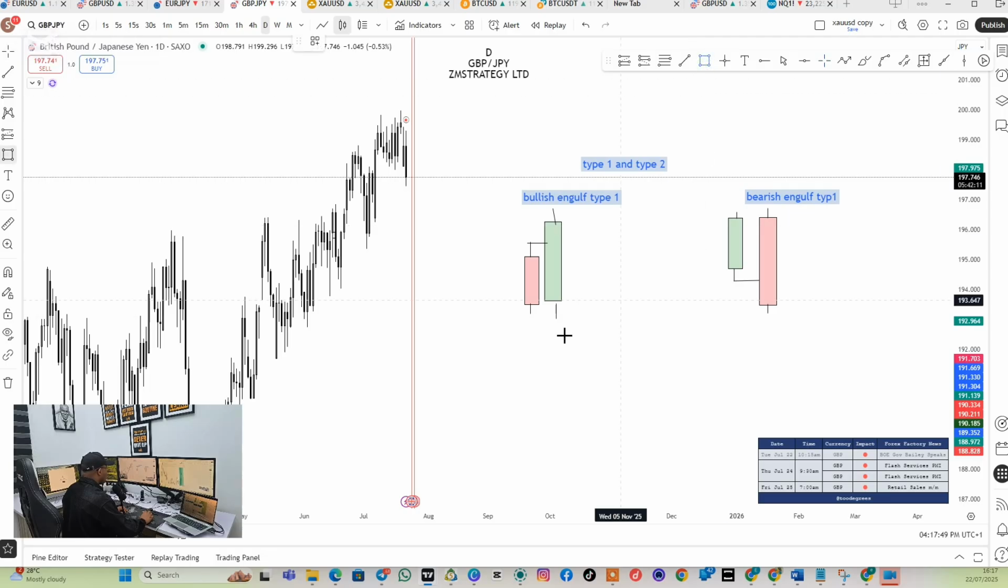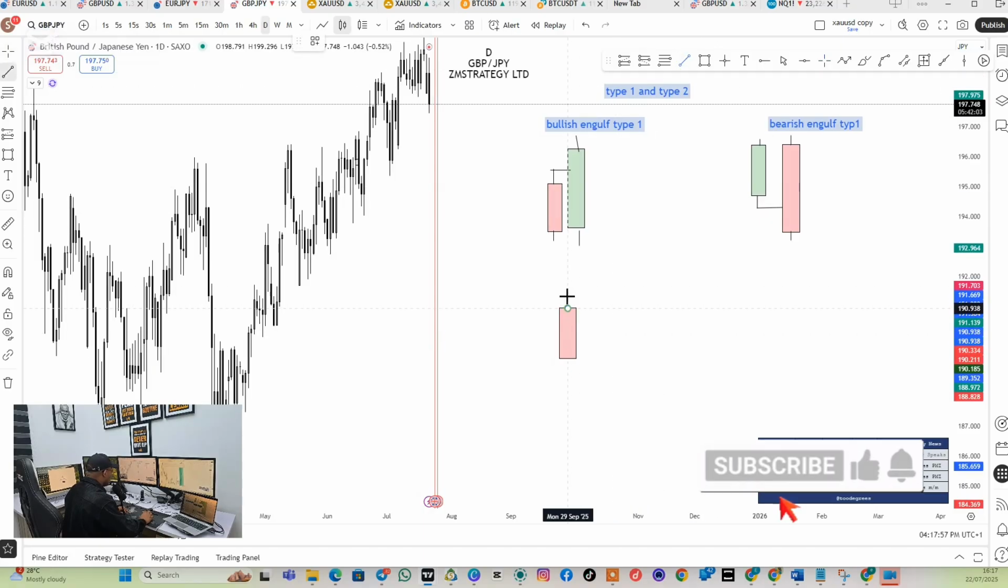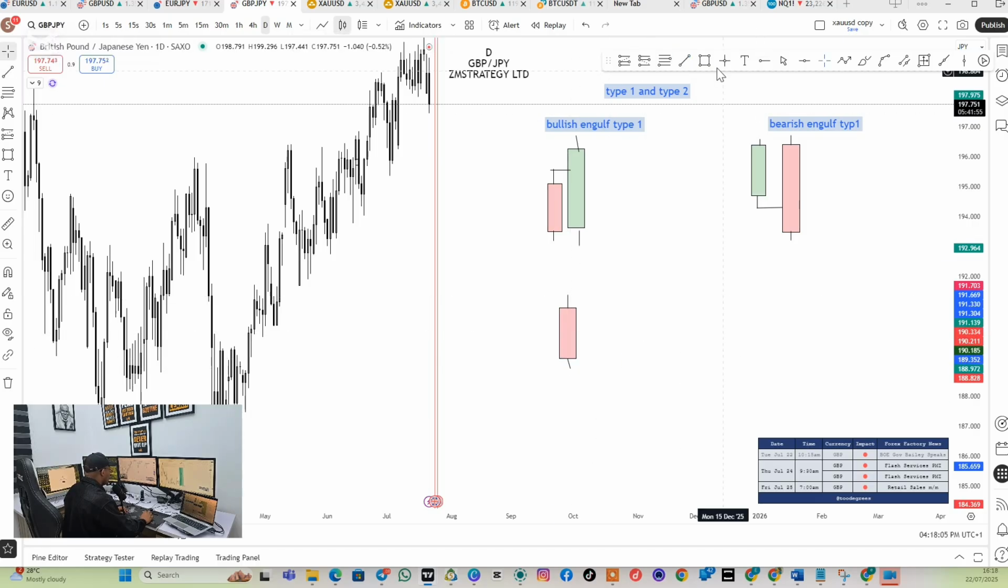So let's see type 2. Type 2 is where, instead of one candlestick engulfing, we now have two candlesticks engulfing. So that's my type 2 engulfing candlestick. Instead of having just one candlestick engulf, we have two candlesticks engulf. So we have this guy, and we now have this other guy.